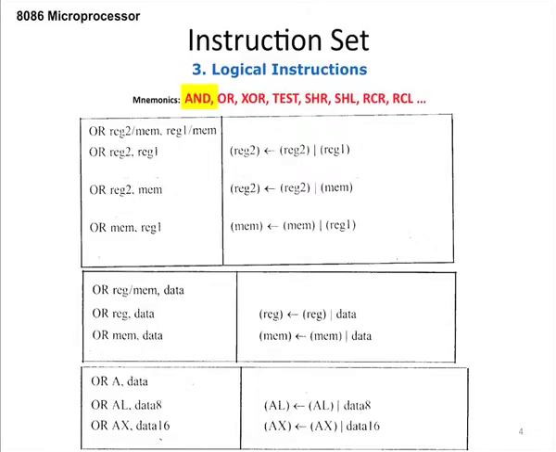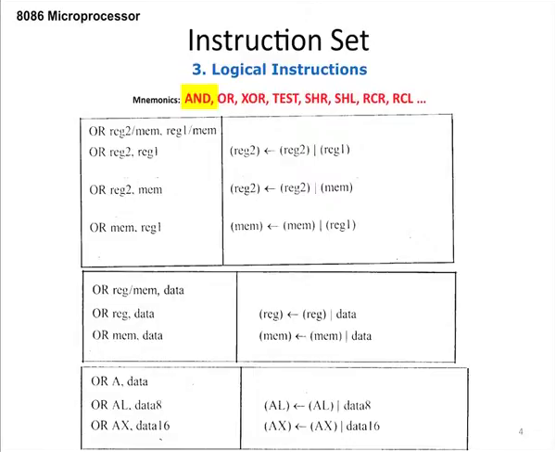So now let us discuss some of the OR instructions. OR register 2, register 1. It means the contents of register 2 will be logically ORed with the contents of register 1 and the result will be stored as the contents of register 2. Similarly, OR register 2, memory, OR memory, register 1, OR register, data, OR memory, data. Then we have some more ORing instructions, that is OR AL, 8-bit data and OR AX, 16-bit data.